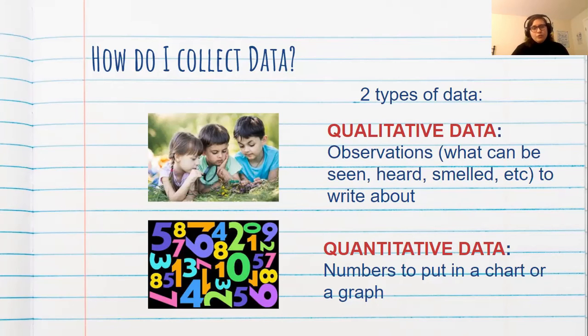So for instance, if you're looking at the colors in a bag of candy, just listing the colors, you're seeing red, you're seeing yellow, you're seeing green, that's all qualitative data. However, if you were to count the number of pieces of candy in that bag, that would be quantitative data because now you're adding in numbers. Really, the difference between these two types of data is whether or not numbers are involved. Qualitative, no numbers, just words. Quantitative, must have numbers.